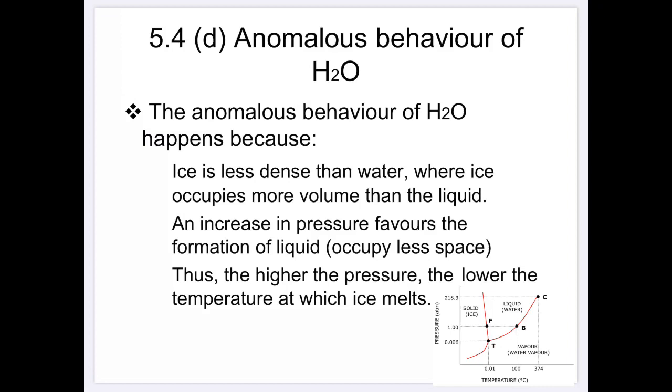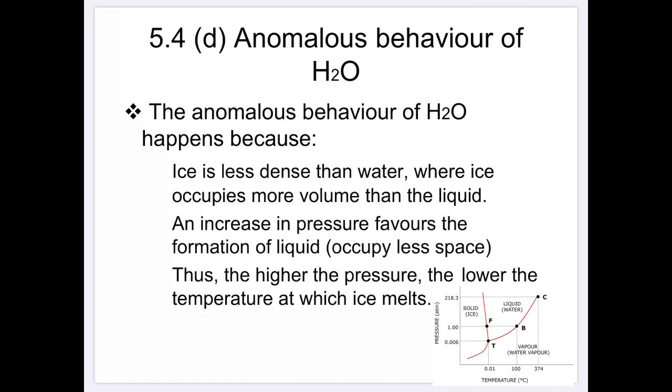The anomalous behaviour of H2O happens because ice is less dense than water, where ice occupies more volume than the liquid. An increase in pressure favours the formation of liquid, which occupies less space. Thus, the higher the pressure, the lower the temperature at which ice melts.